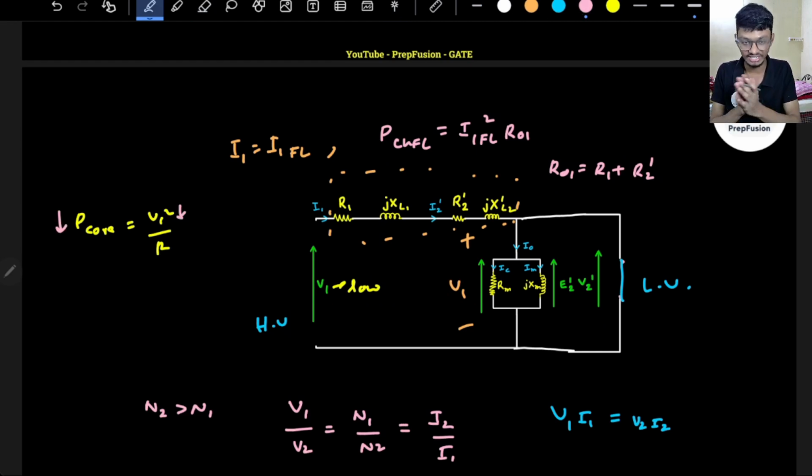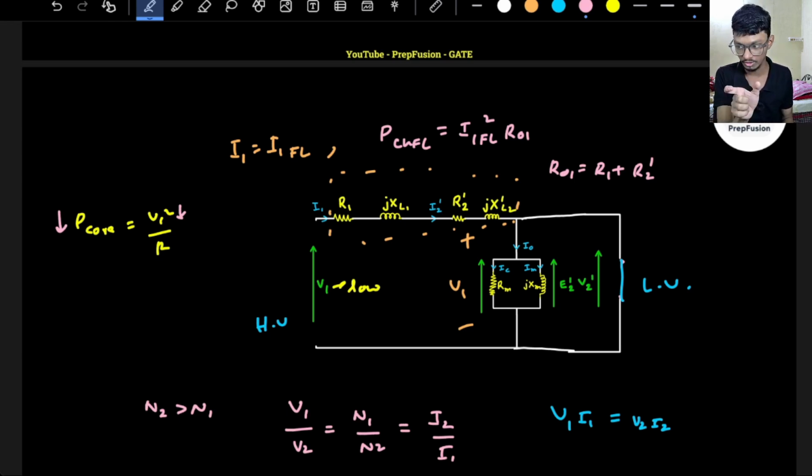So it is just vice versa. In case of open circuit test, the copper loss was very low. In case of short circuit test, the core loss will be very low. So we can neglect those and easily find out the full load copper loss and the full load core loss. And if I know the full load copper loss, you will be able to find out every single thing.